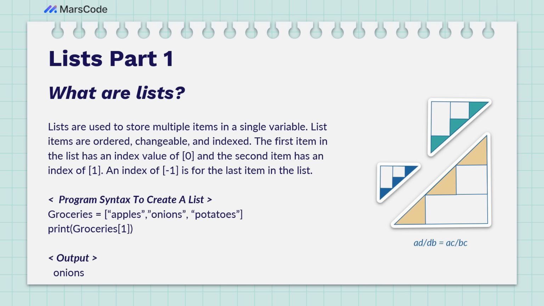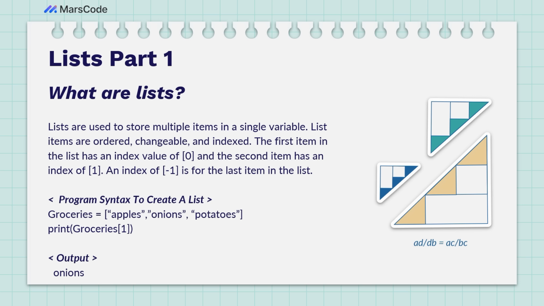So here we can see this list called groceries. If you want to create a list, first you have to put the name of the list. Then you put an equal sign, and then you put square brackets. These square brackets can be empty or they can be filled up. If they're empty, it's like you're creating an empty list. If they're filled up, it means you're creating a list that contains things. For example, here in groceries, we can see that this list has 3 items. It has apples, onions, and potatoes.